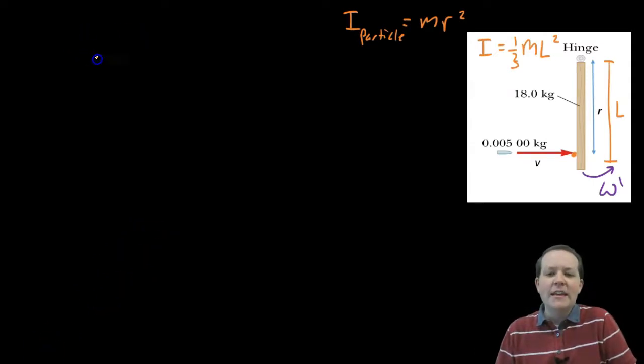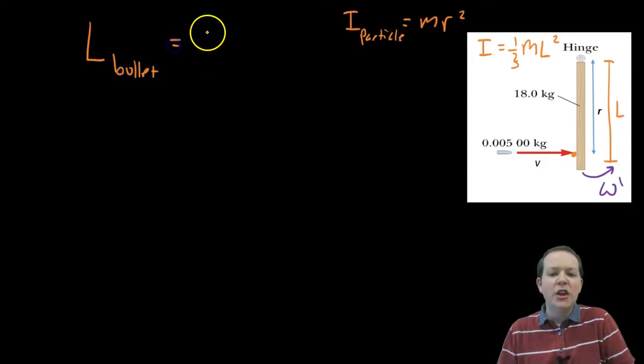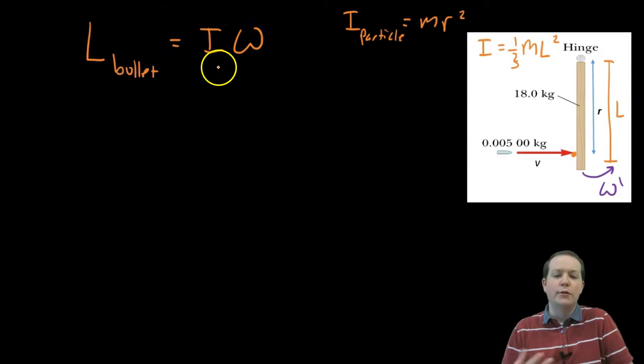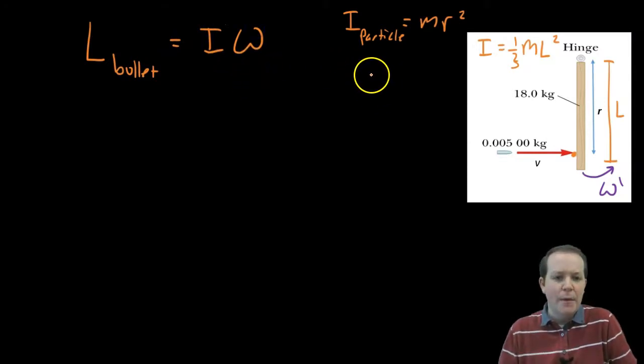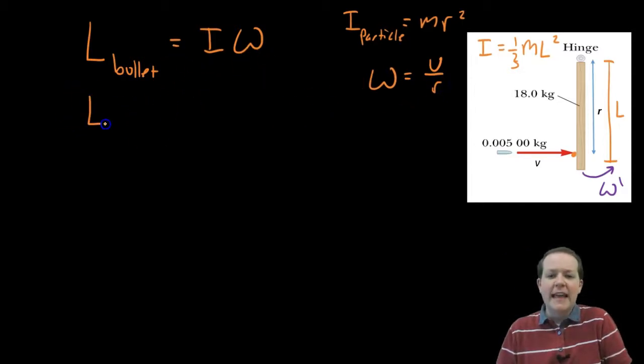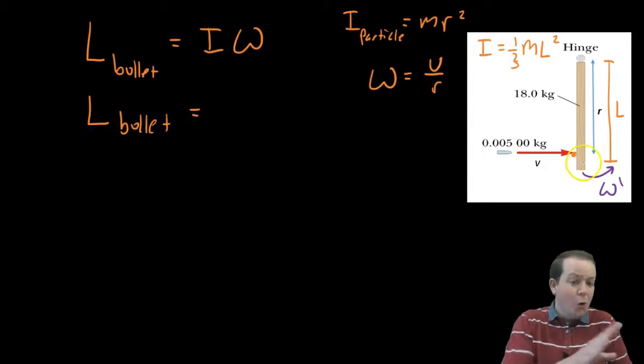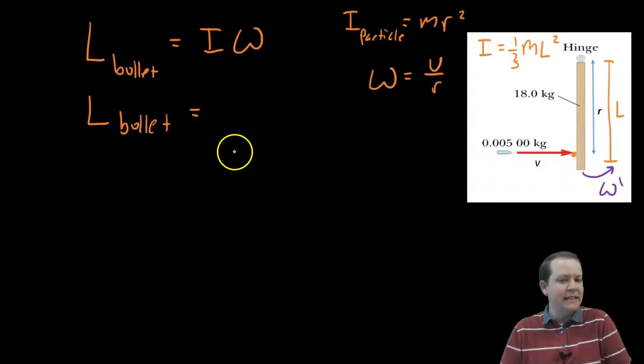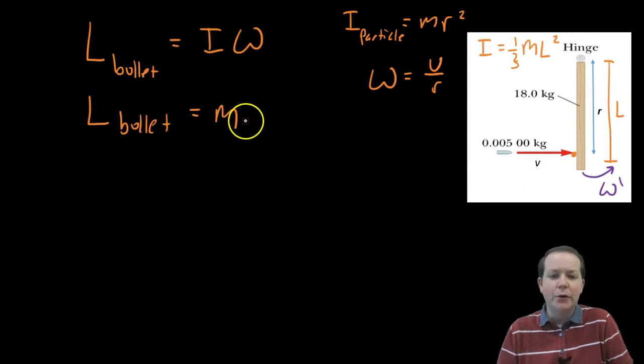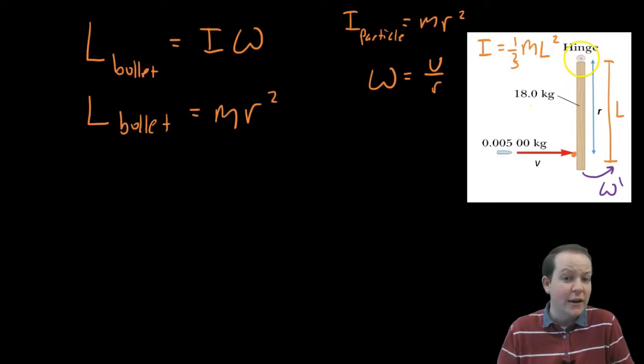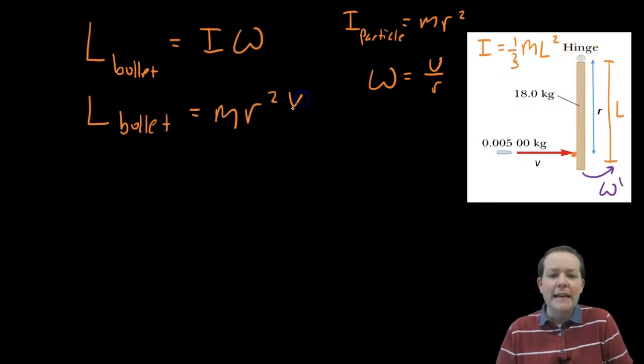So what would the angular momentum of the bullet be equal to? Remember, angular momentum in general is equal to I times omega, the rotational inertia times the angular velocity. Remember, angular velocity is equal to v divided by r. For this bullet, it's weird because it's moving in a straight line, but at this moment, it has an equivalent angular momentum equal to m, the mass of the bullet, times its radius squared, the radius from some hinge, we'll call it right here, multiplied by v divided by r, because that's what this omega is equal to.